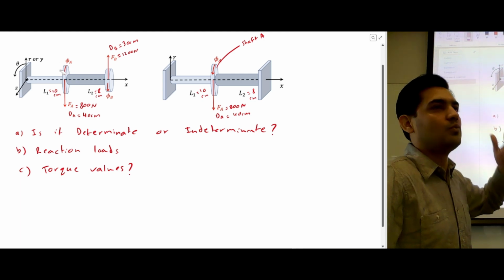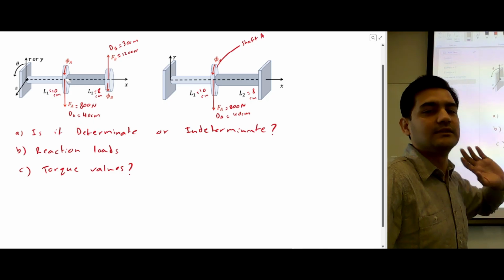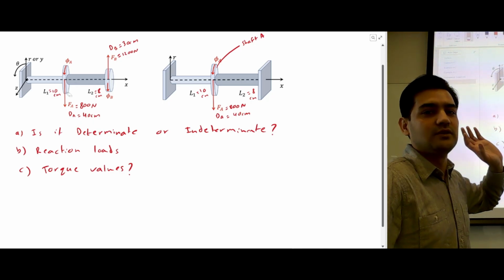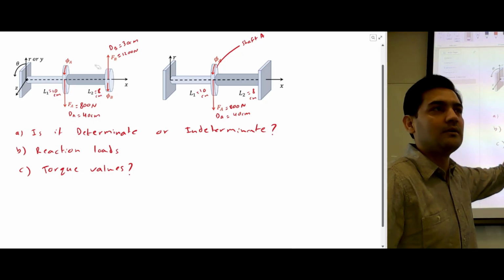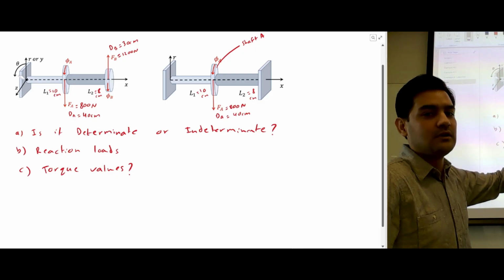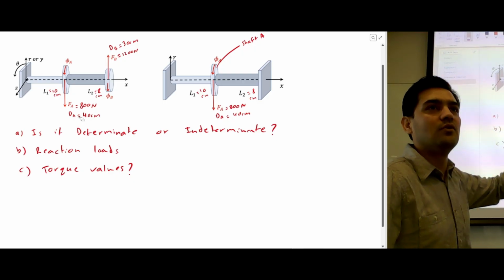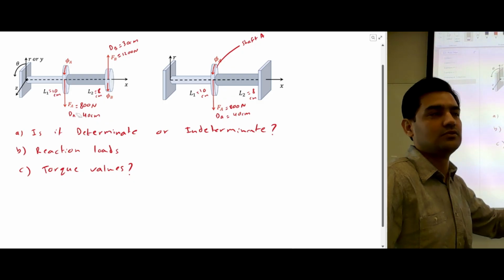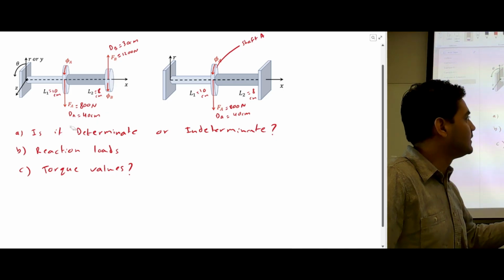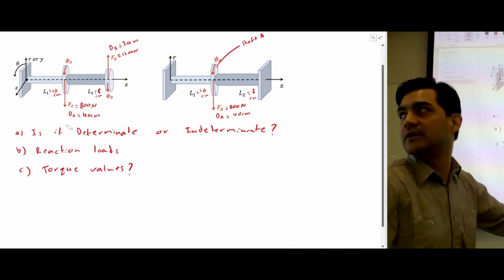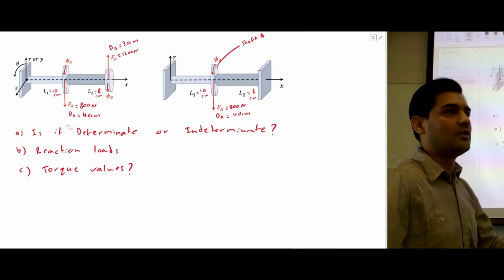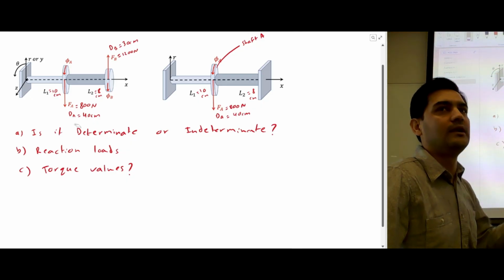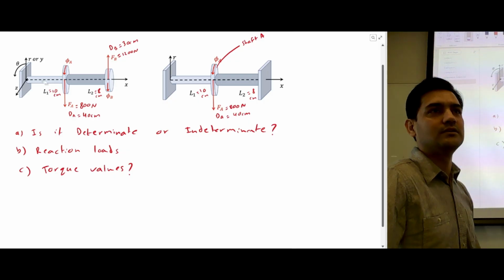This example is exactly what we were talking about in the last lecture. So you have to calculate the reaction loads. First, you have to figure out if it is a determinate system or not, then calculate the reaction loads, and then figure out which of the reaction loads is actually a torque. These are the three questions. If you don't know whether it's determinate or indeterminate, try to calculate the reaction loads. If you can figure out the reaction loads, then the system is determinate. If you cannot, then the system must be indeterminate.